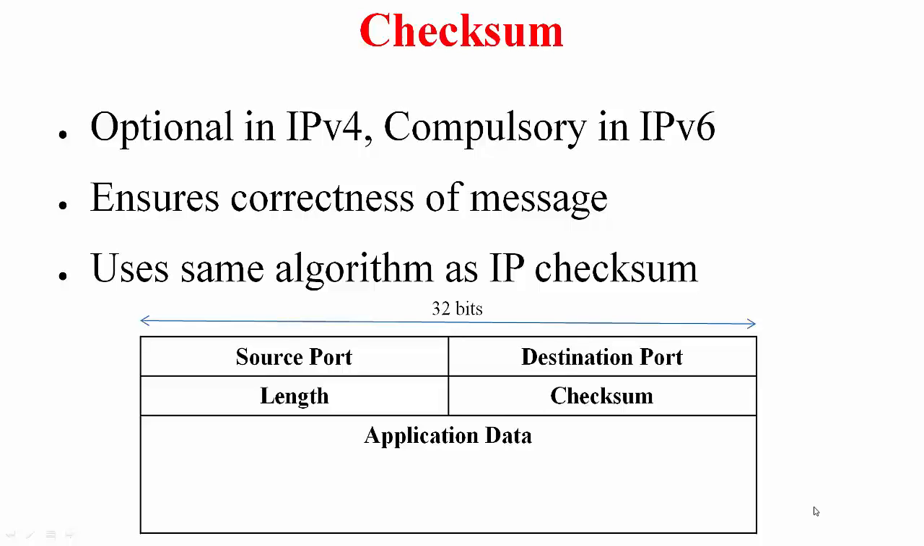This is the additional service on top of multiplexing and demultiplexing that UDP provides. This checksum is optional in IP version 4, whereas it is compulsory in IP version 6. Why do you think that is? Because in IP version 6, the IP header has no checksum, so it's good to do it at a higher layer, that is, at the transport layer. This checksum basically ensures the correctness of the message, and it uses the same algorithm as the IP checksum.